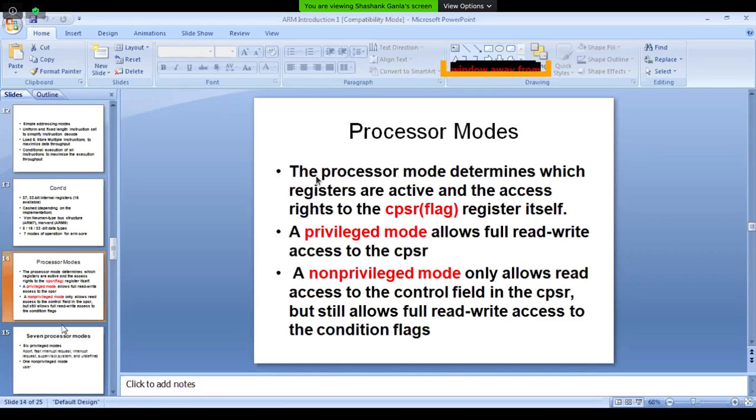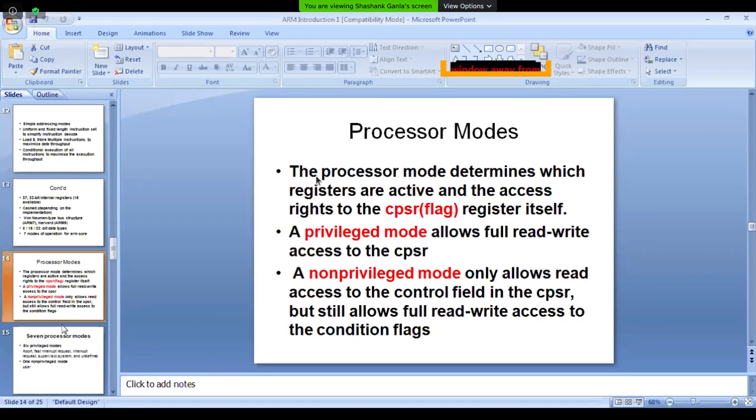So in the non-privileged mode of operation, it allows only read access to the control field. So for the control field, we can go for read operation only, but we cannot go for write operations. But it allows read-write access to the remaining other fields.